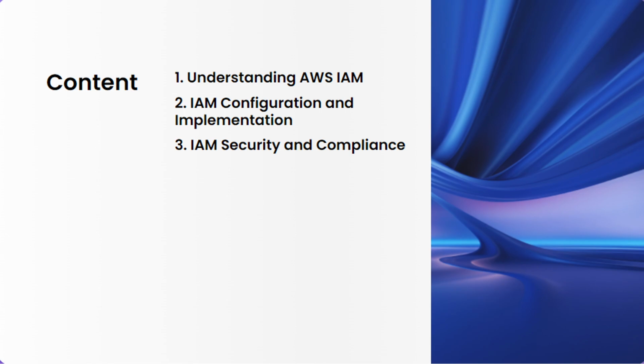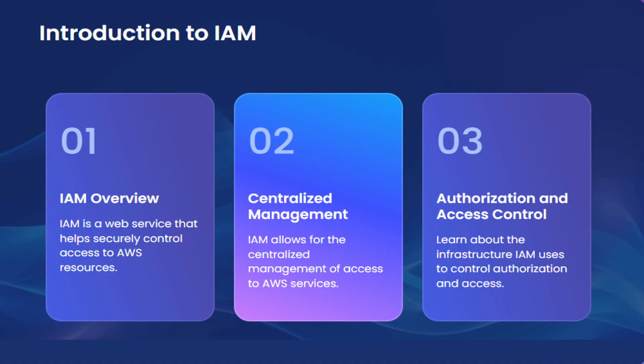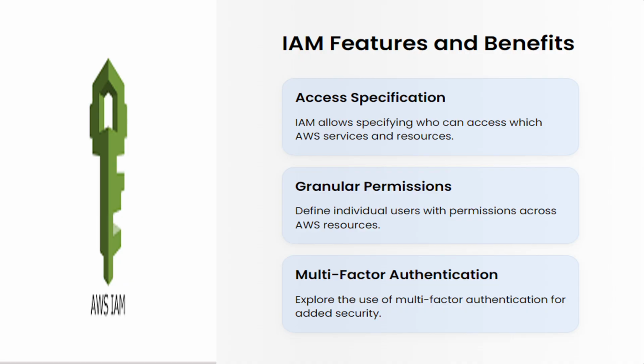security and compliance. Let us think, what is this AWS IAM? AWS IAM, or Identity and Access Management, is a service that enables you to securely manage access to your AWS resources. It allows you to create and manage users, groups, and roles, and define granular permissions to control who can access what within your AWS environment. And it's the introduction part. We will be covering IAM overview, centralized management, authorization, and access control.